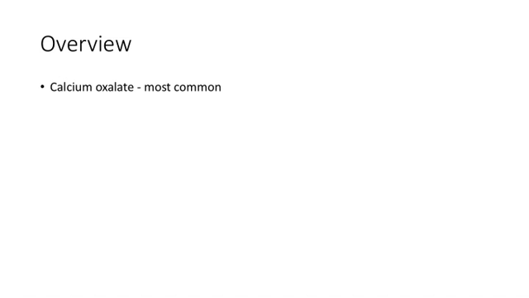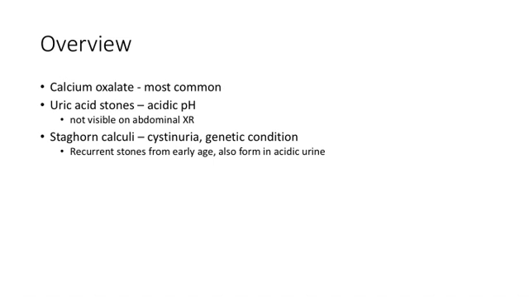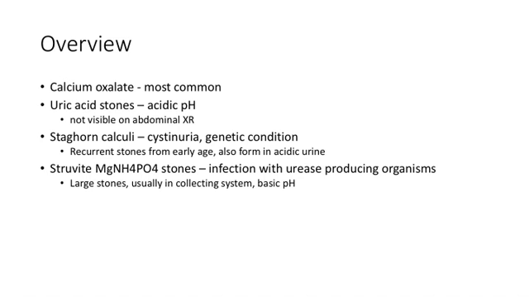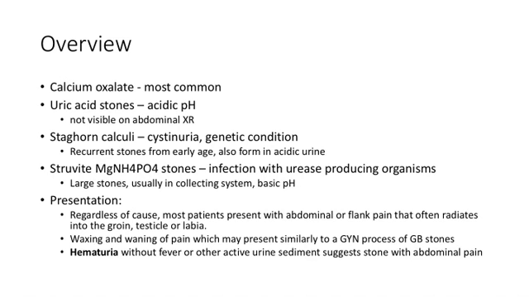So, general overview here: calcium oxalate is the most common. You probably already knew that. And if they have an acidic urine pH with kidney stones, I always immediately think uric acid, and I'm usually right when I make that assumption on the test. If they happen to have a picture of a massive staghorn calculus, it's probably cystinuria with a history of stones since they were a kid. And they have recurrent infection and a basic urine pH, then maybe you're thinking about a struvite stone with urease producing organisms being the cause.